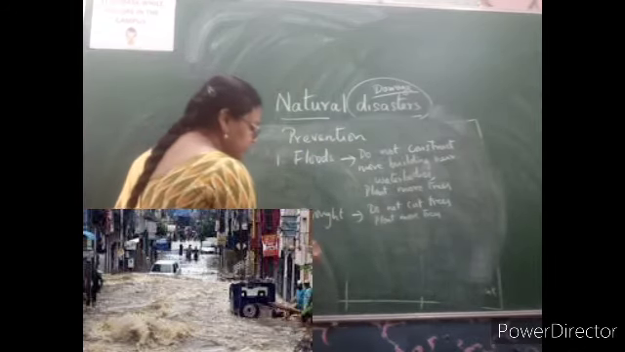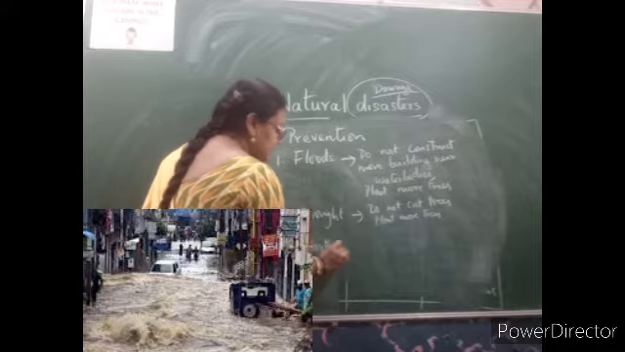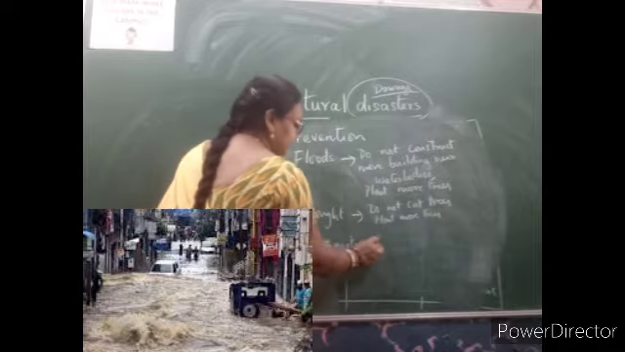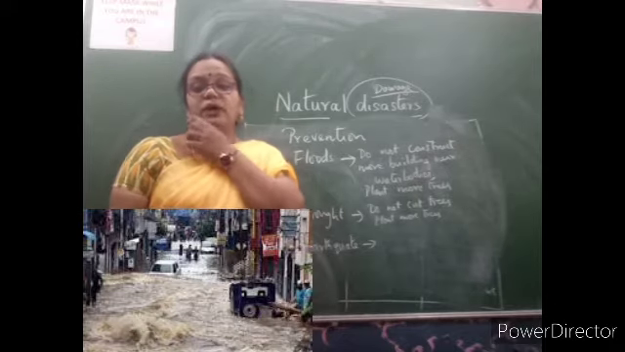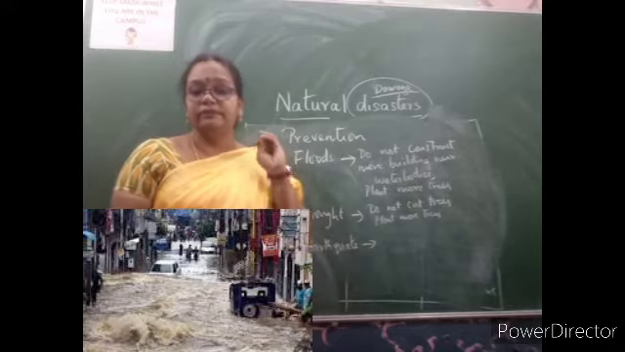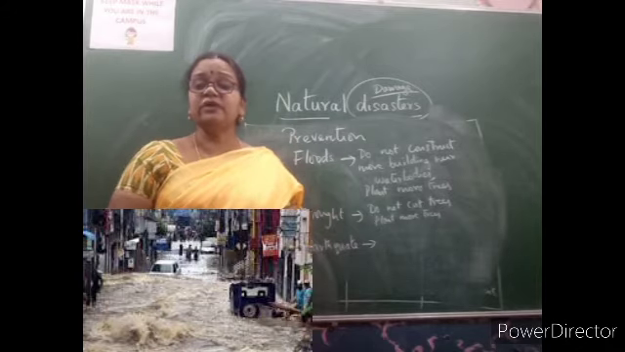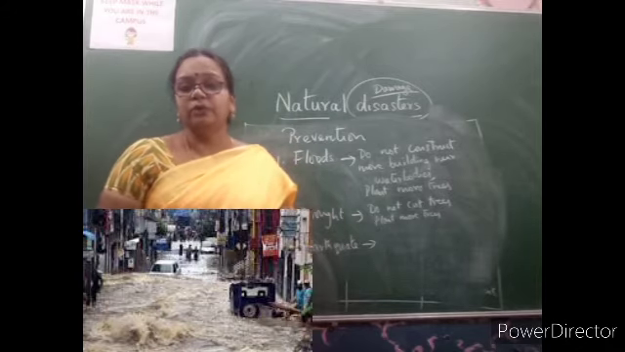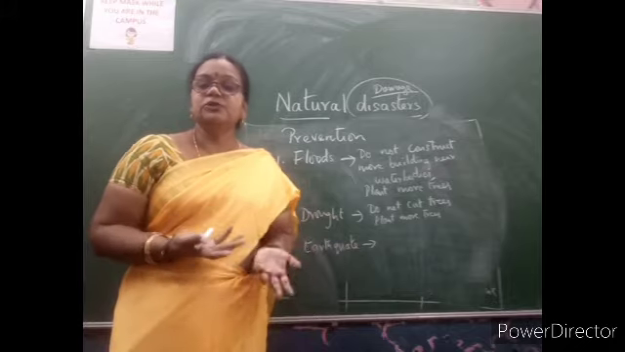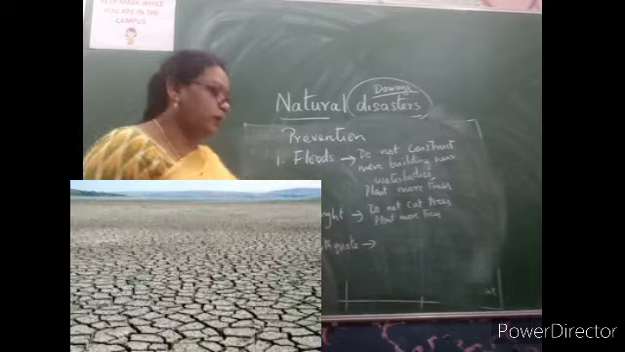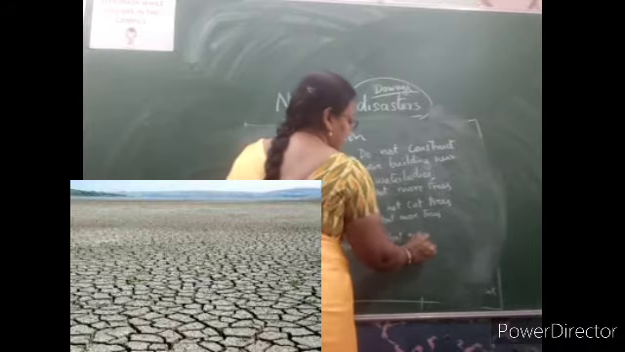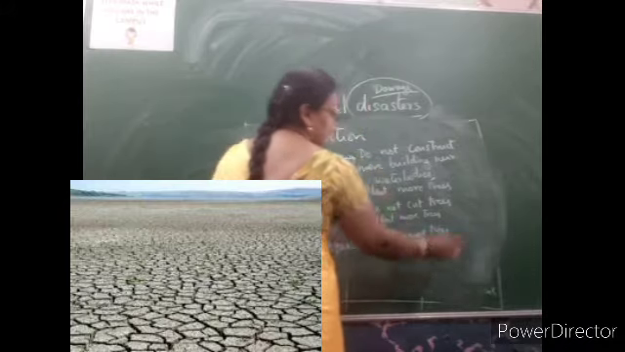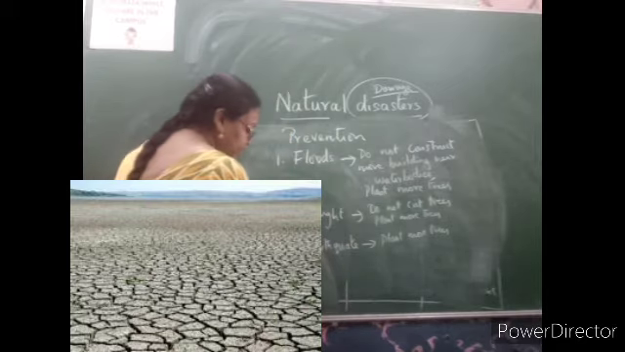Next we learned about the earthquake. With an earthquake, nothing is in our hands. It may happen anytime, anywhere. But what is our role even here? When we are not damaging nature, when we are saving nature by planting more trees and so on, even this can be reduced. So plant more trees and do not damage nature. We have to save nature.